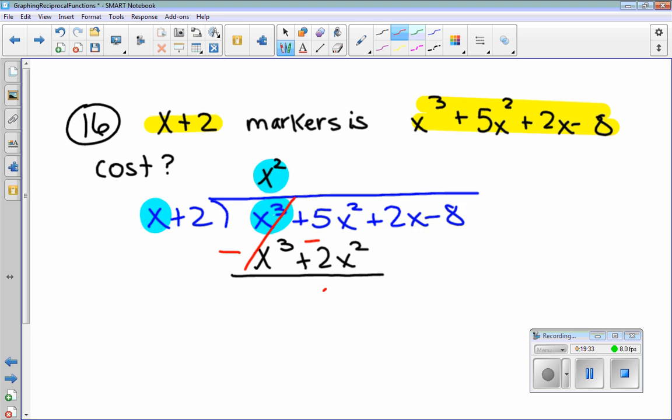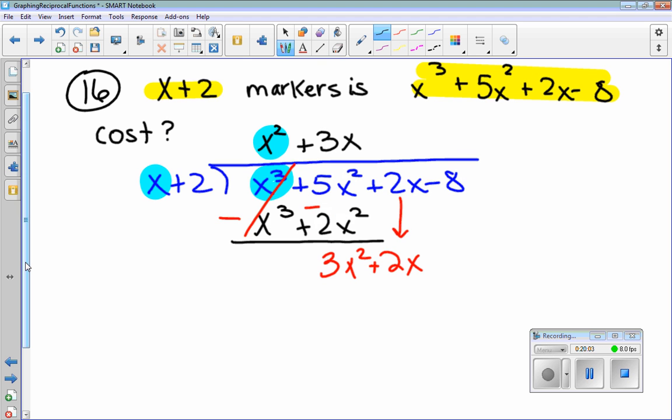5 minus 2 is 3. Bring down the next one. Now what? Roll, now what? What's the next step? X times what is 3x squared? Not just plain 3, but 3x. Positive 3x, right? I'm going to take that and multiply times both of these things. 3x times x is 3x squared. 3x times 2 is 6x.